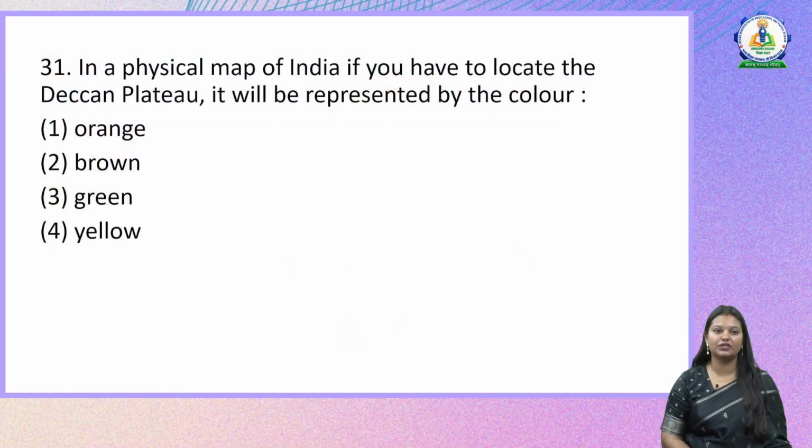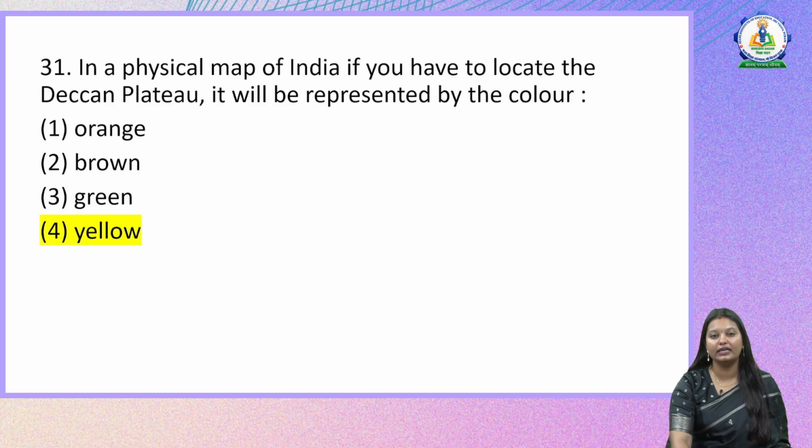So the first question is, in a physical map of India, if you have to locate the Deccan Plateau, it will be represented by the color. The options are orange, brown, green or yellow. In a physical map of India, they will represent the various kinds of landforms in various types. Whether it is land, water or oceans, they will be assigning a particular color to it. So when we are talking about Deccan Plateau, it will be represented with yellow color.